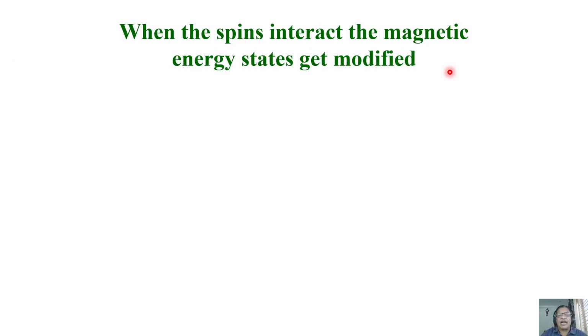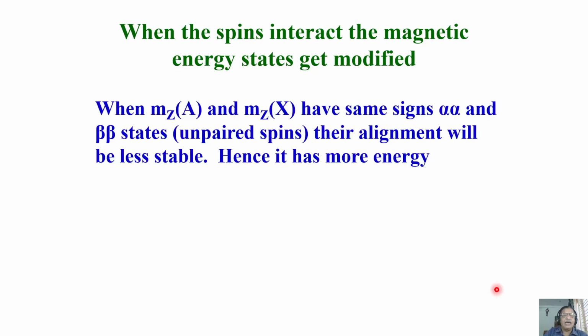Earlier they were not interacting. In the previous example, we had four energy levels: beta beta, alpha beta, beta alpha, alpha alpha. The total magnetic quantum numbers of these energy states were -1, 0, 0 and 1, so it was very easy to understand. Now when the spins interact, some interesting things happen. Please understand.